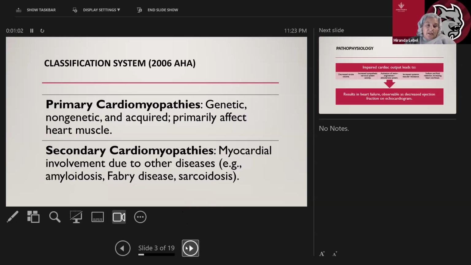The classification system was done by the AHA in 2006. We have primary cardiomyopathies, which are genetic, non-genetic, and acquired, and primarily affect the heart muscle. And then secondary cardiomyopathies, where there is myocardial involvement due to other diseases, such as amyloidosis, Fabry disease, and sarcoidosis.